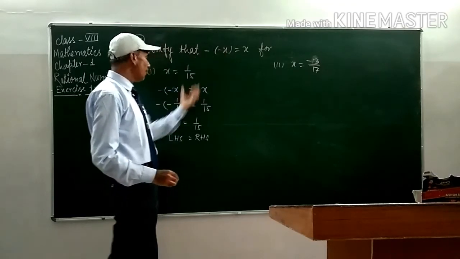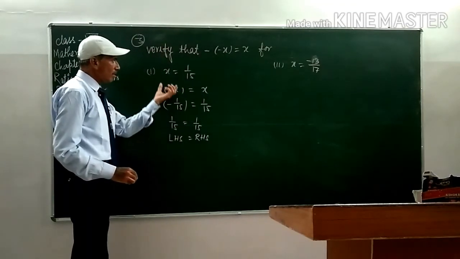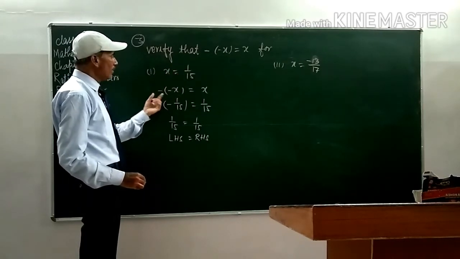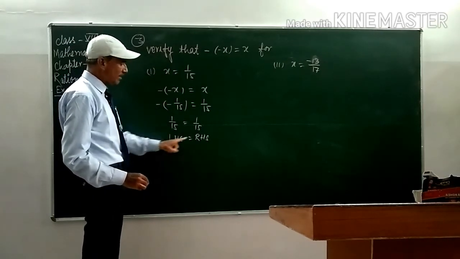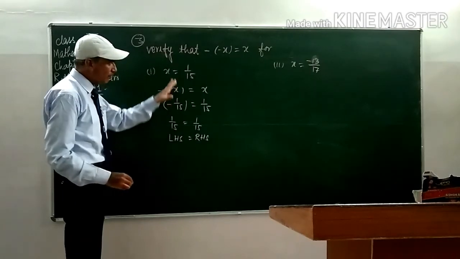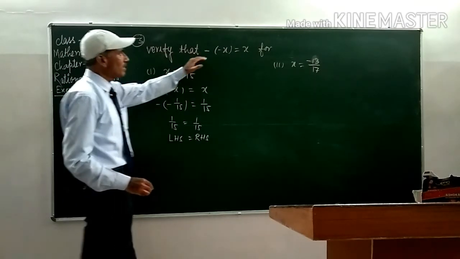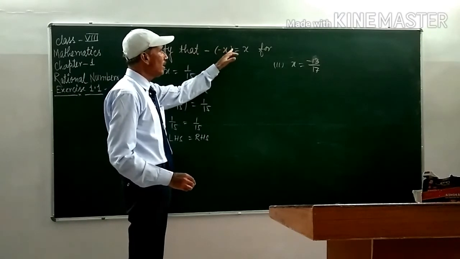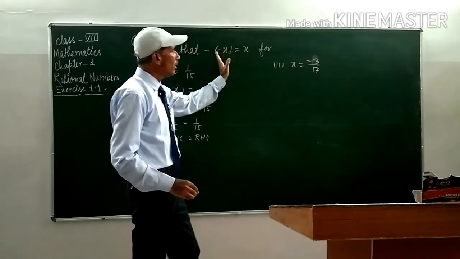Okay. So we have verified here, because taking x is equal to 11 by 15, we have proved that left hand side is equal to right hand side. Therefore this solution is correct. It means this equation is correct. Minus of minus x is equal to x.